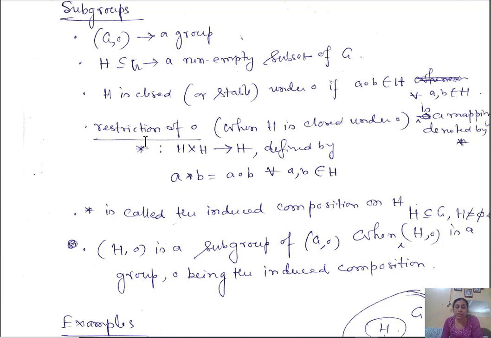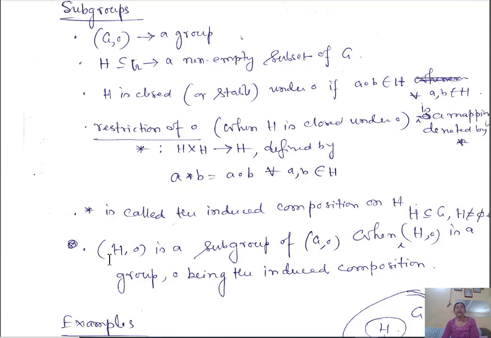How do we define this restriction star? This is a mapping from H cross H to H, defined as a star b equals a composition b whenever a and b belong to H. So this star is called the induced composition on H. Essentially this star and this ∘ are the same thing. The only difference is we use this star when the composition is used for a and b treated as elements of H. Elements of H are also elements of G. So this is the restriction of ∘.